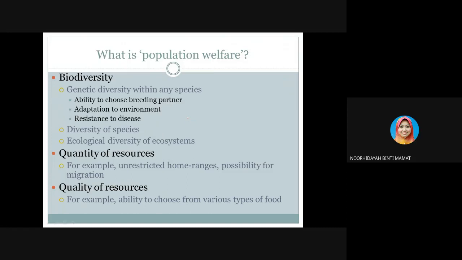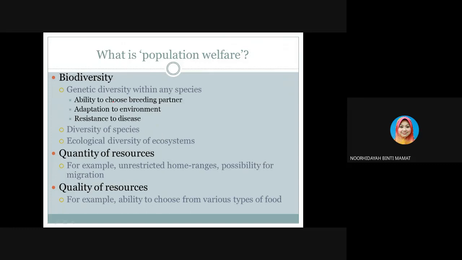Population welfare involves issues of biodiversity, which deal with the genetic diversity within a particular species, including the ability to choose a breeding partner, to adapt to the local environment, and to develop resistance to disease. They also deal with diversity of different species and of ecosystems. When this concept is applied to wild animals in captivity, the term group welfare would be more appropriate.